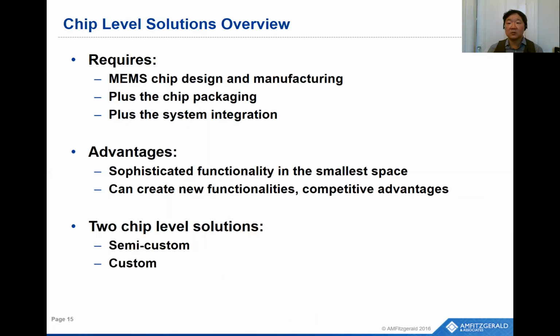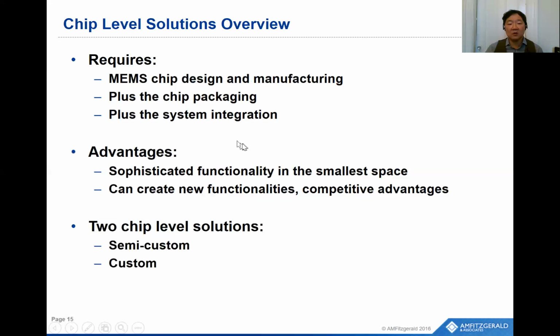So we talked about system level solutions, we talked about package level solutions. Let me now turn to chip level solutions. Chip level solutions, there are two types: semi-custom and custom. If you would like to do a chip level solution, you need to essentially have expertise in chip design and manufacturing, as well as provide the chip packaging and the system integration to come up with an entire solution. So why would you want to do this?